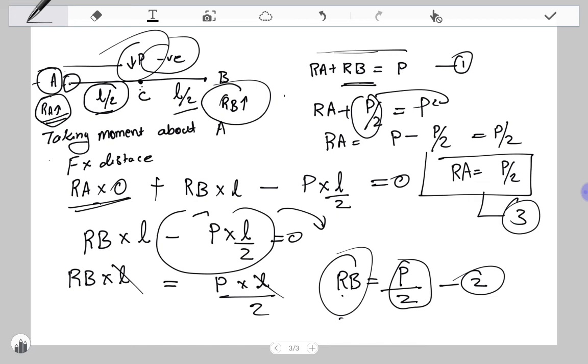So what is Ra here? Ra is the reactive force acting upwards. What is the value of Ra here? Half the force acting downwards. So this is the proof that the reactive forces acting upwards are the summation of the downward force.